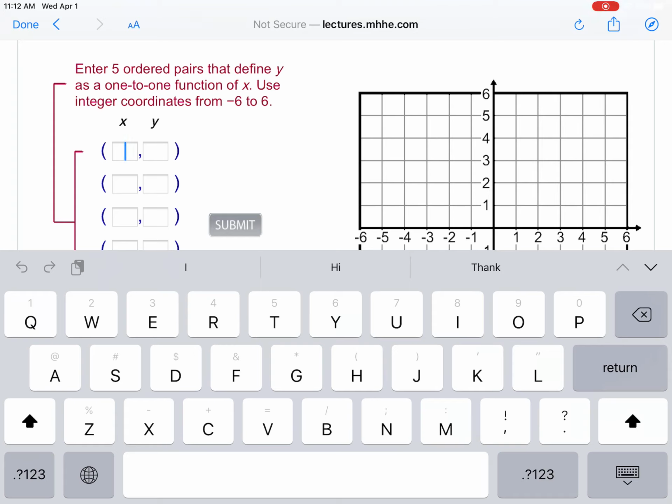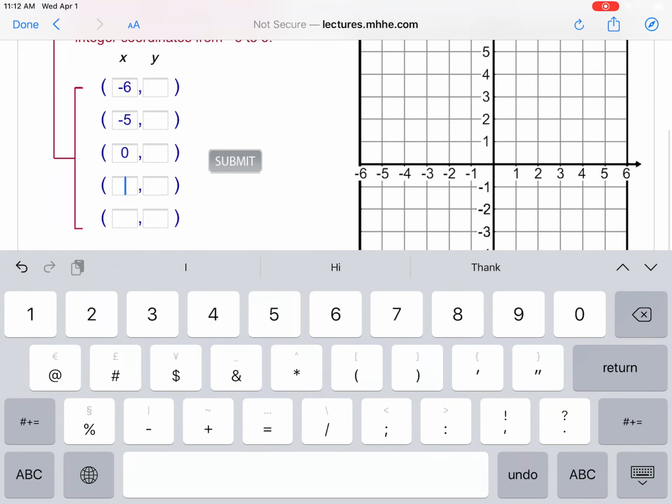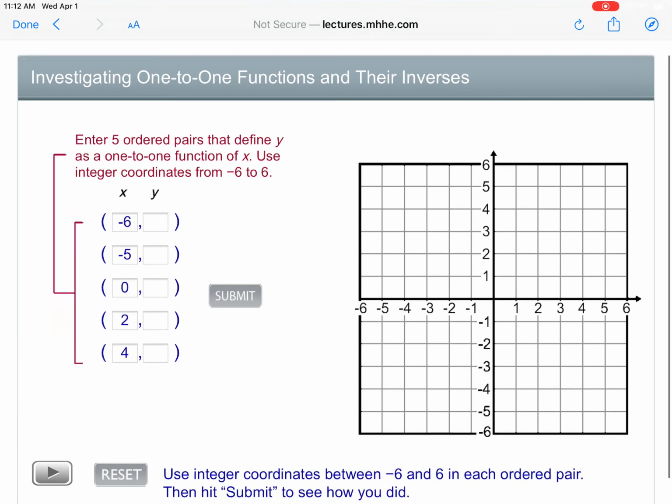Okay, so let's make a one-to-one function. Well, they said use integer coordinates from -6 to 6. So let me just make the first one -6. The next one can be like -5. Let me make it, I don't know, maybe 0, 2, and 4. So this is what I know already.